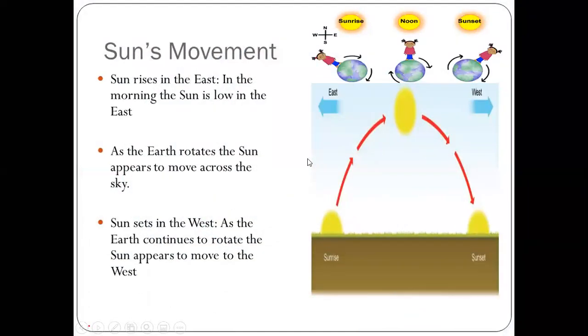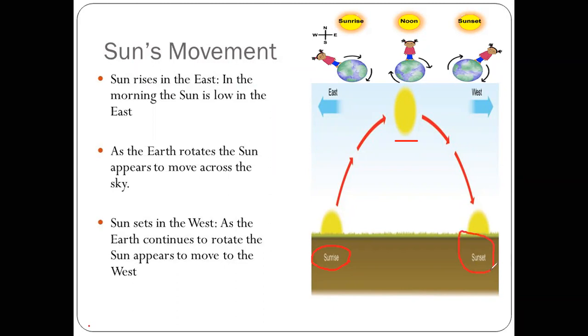Here, look with me at these pictures. Sun's movement. Sun rises from the east. In the morning, the sun is low in the east. Here, the sun rises in the morning. As the earth rotates, the sun appears to move across the sky. Here, we will see that the sun appears to move across the sky. And here in the middle, this is the noon time. Then, the sun sets in the west.